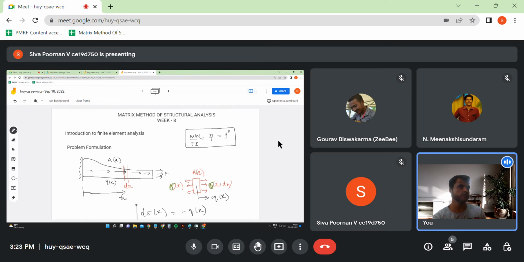So from equilibrium we have to equate the area. Area would be d sigma of x into area of x, right? That would be equal to q of x into dx. So that's what equilibrium says to us. These are the internal forces and these are the external forces, both should be equal and opposite for this element to be in equilibrium.